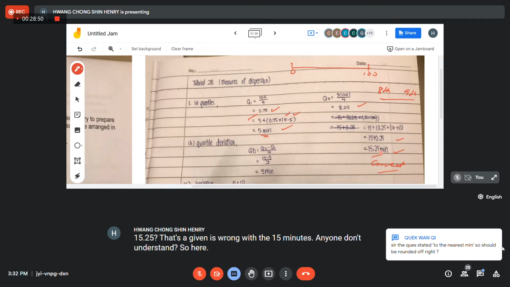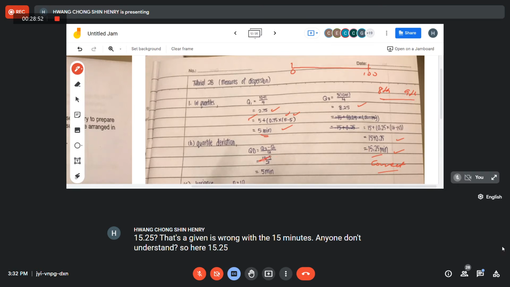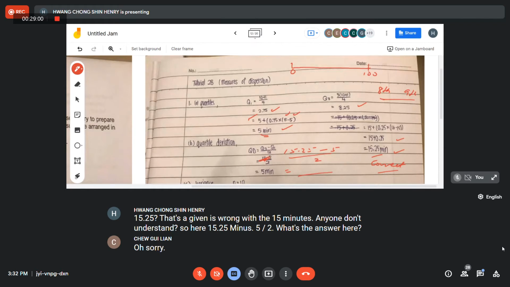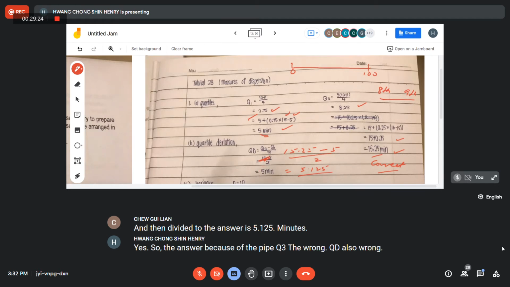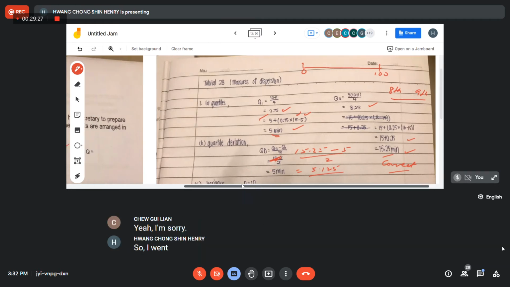So here 15.25 minus 5 divided by 2. What's the answer here? 15.25 minus 5 is 10.25, and then divided by 2. The answer is 5.125 minutes. So because part Q3 is wrong, the QD is also wrong. So everyone change the answer there.